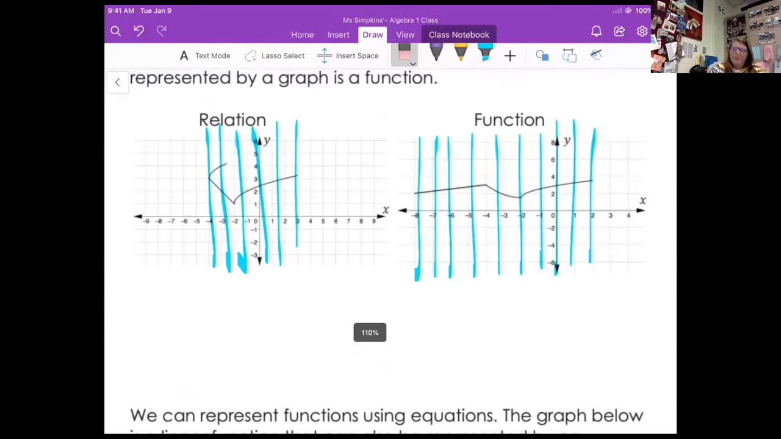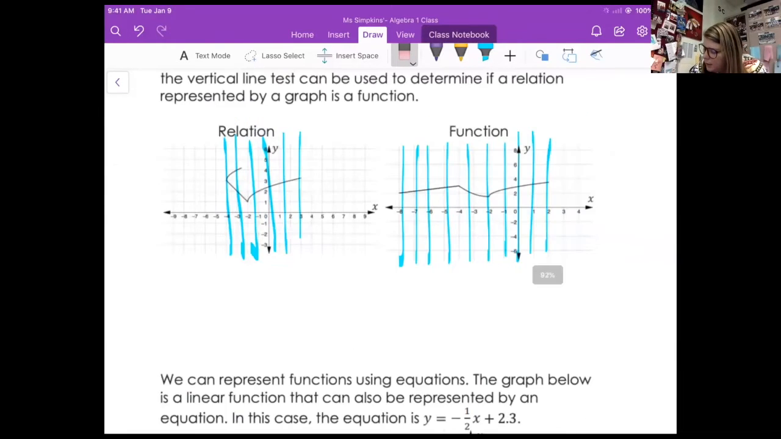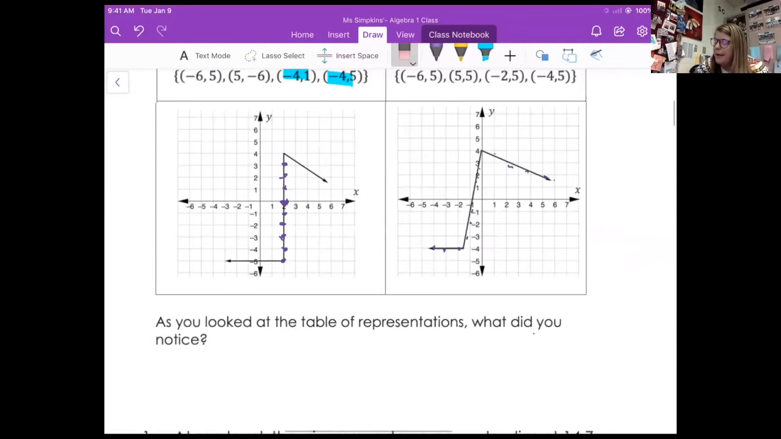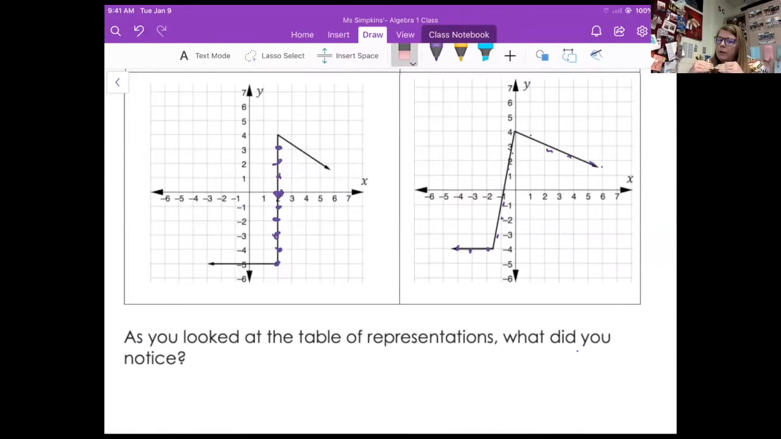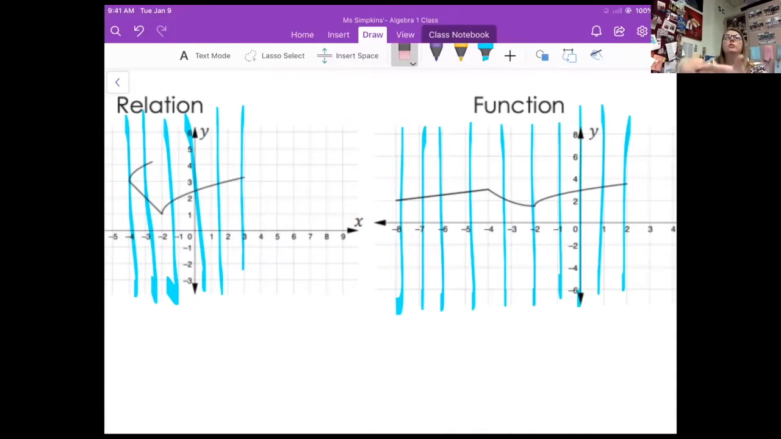So do you notice anything that's different of the one that's not a function on the left versus a function on the right as far as the, oh, I'm sorry, Selena, the last line doesn't matter, because that's a horizontal line. We want it to be a vertical. We're worried about the vertical lines. Okay, good question. What do you notice about the one that's not a function versus the one that is a function?